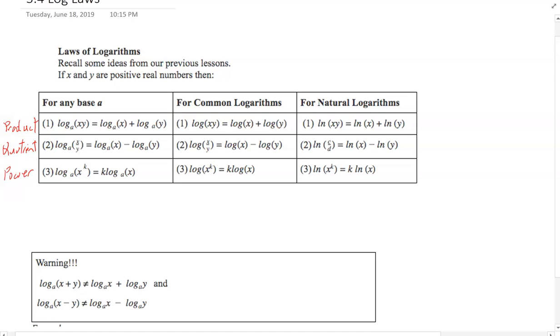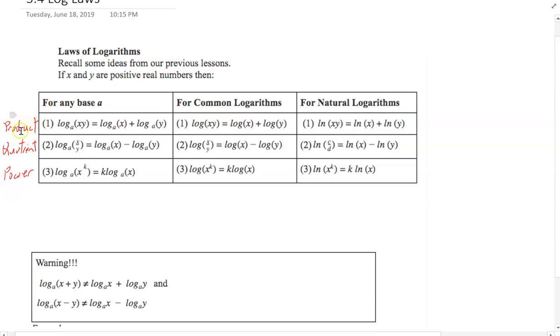Everyone, in this lesson we will be discussing the laws of logarithms and also finding the domain and range of log functions. First of all, let's recall our ideas from our previous lessons. It says that if x and y are positive real numbers, then we can develop certain laws.